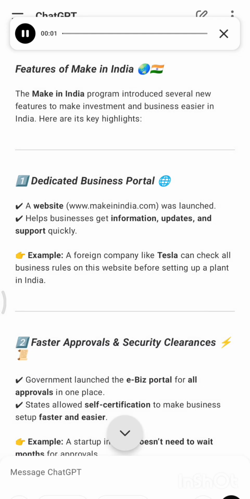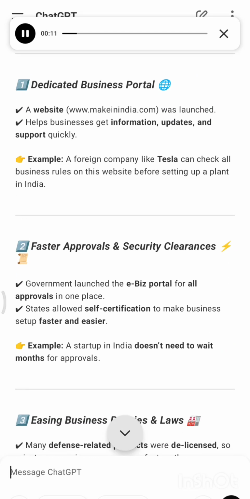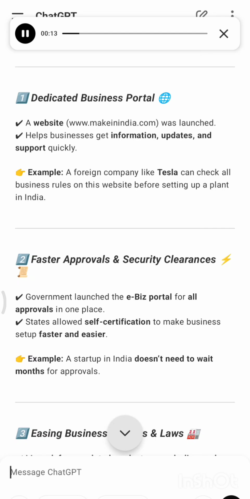Make in India program introduced several new features to make investment and business easier in India. Here are its key highlights. 1. Dedicated business portal. A website, makeinindia.com, was launched. It helps businesses get information, updates, and support quickly. Example, a foreign company like Tesla can check all business rules on this website before setting up a plant in India.